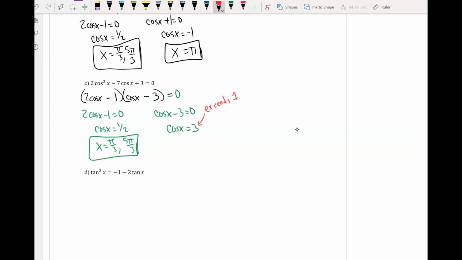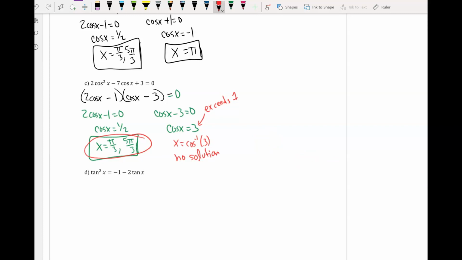One other thing that you can do is you can always take cosine inverse of 3 to see what you get. And what you should get is no solution here. So this exceeds what we want. So these are the only two solutions.